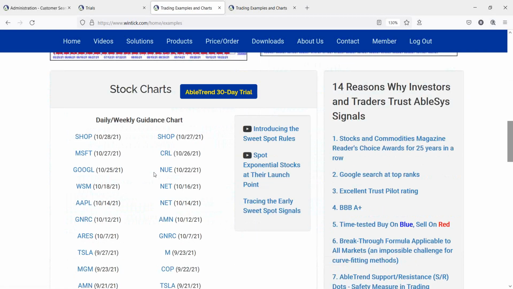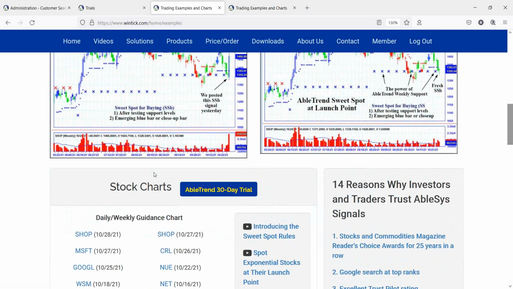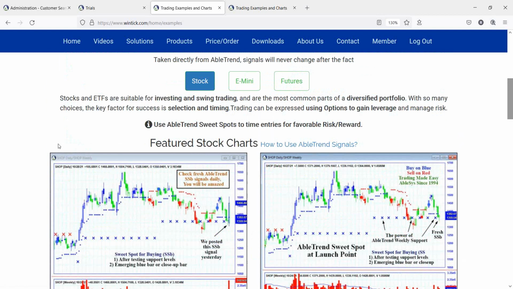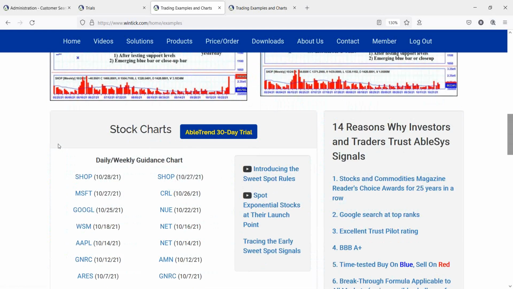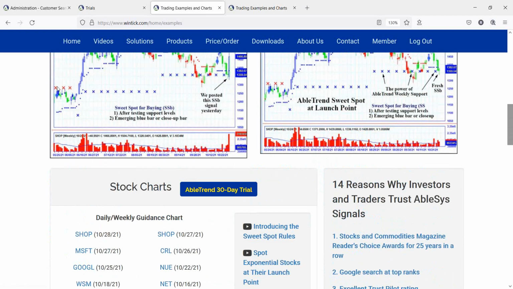It's a good resource if you're looking to swing, or probably even better yet, position trade. Not everybody wants to be in front of their computer all day long. I totally understand that. So just scroll down here and you can click on stock charts.